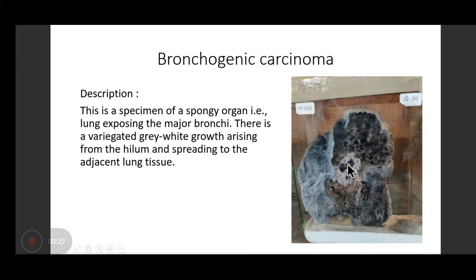All right, here. Then what is the pathology? Next thing is the pathology. There is a gray-white colored variegated appearing lesion, okay, just beneath the hilum, and it is spreading to the adjacent lung tissues. So what is it? It's a bronchogenic carcinoma. All right.